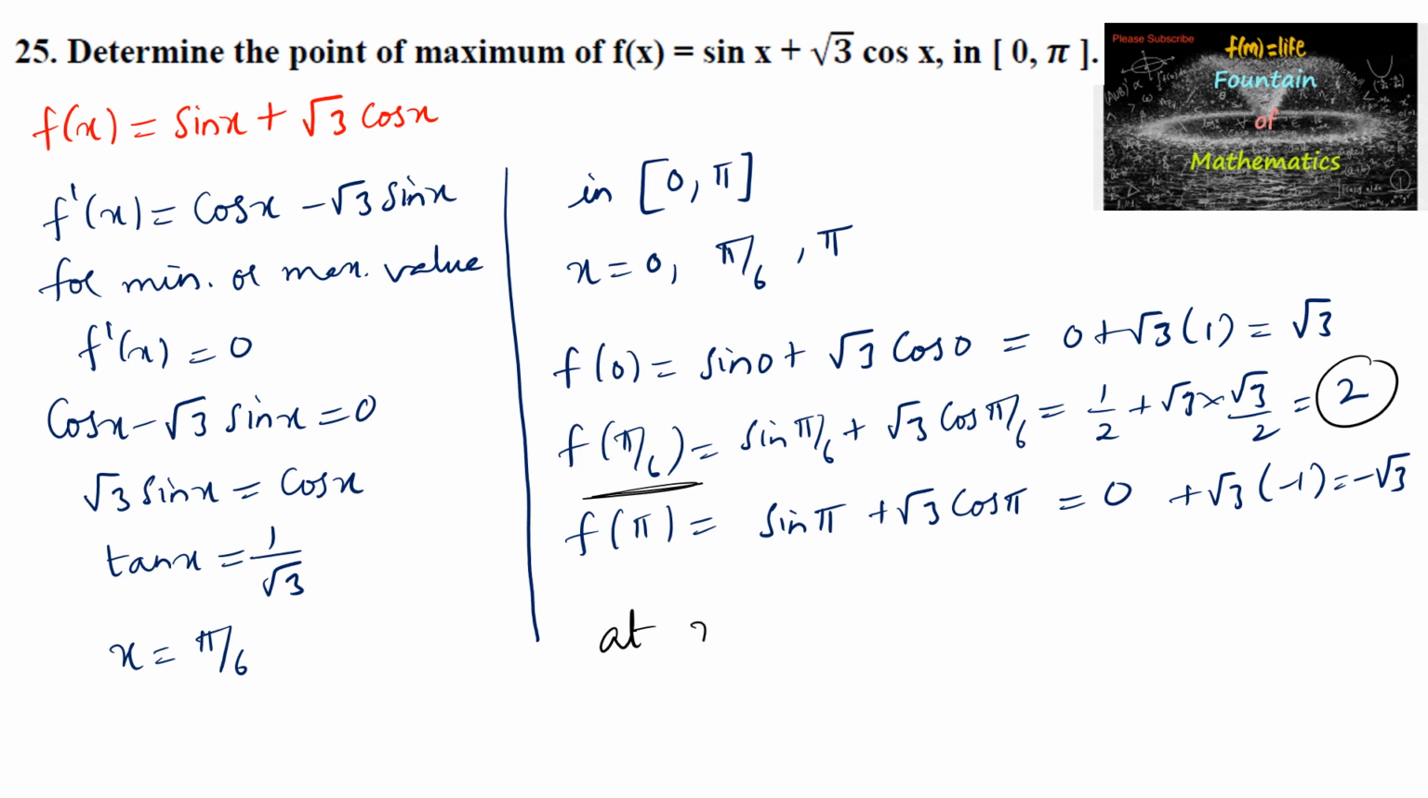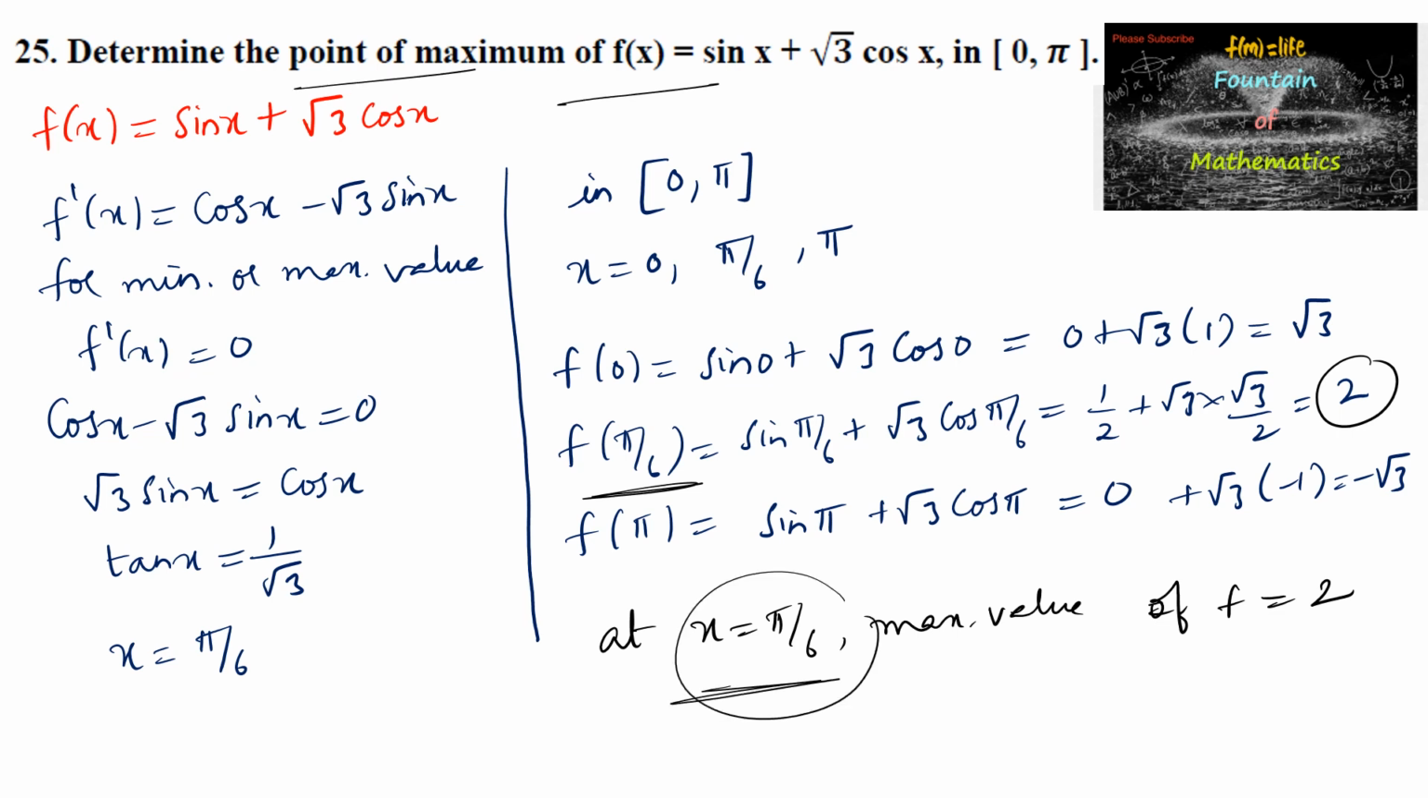So we can conclude that at x is equal to pi by 6, the maximum value of the function f is 2. So we can conclude the point of maximum is nothing but x is equal to pi by 6. So this is the point. At this point, the maximum value is 2. So pi by 6 is the answer.